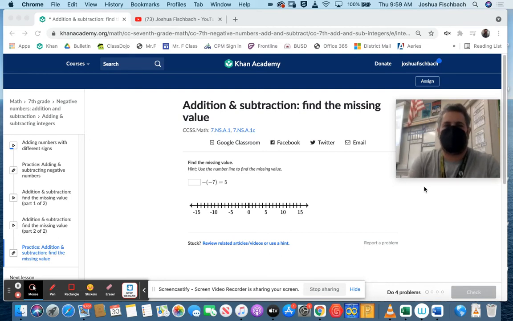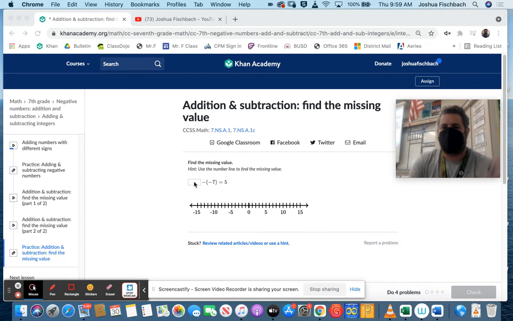This one is on addition and subtraction, find the missing values. So basically there's several ways to do this. This is basically like an algebra kind of precursor. You're trying to figure out what the unknown might be that would make it a true statement. So something, take away -7 that equals 5. And they give you this number line to help make it a little easier.